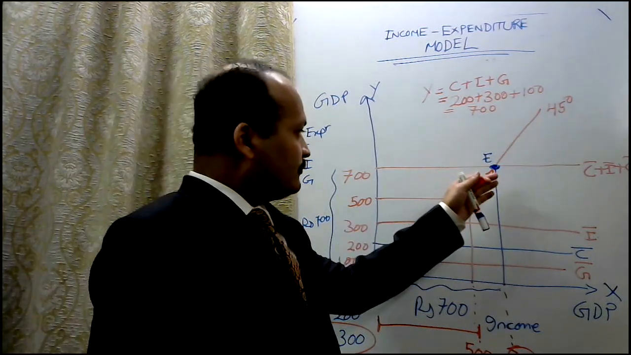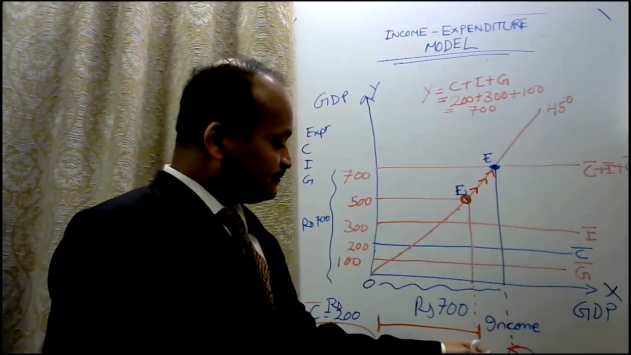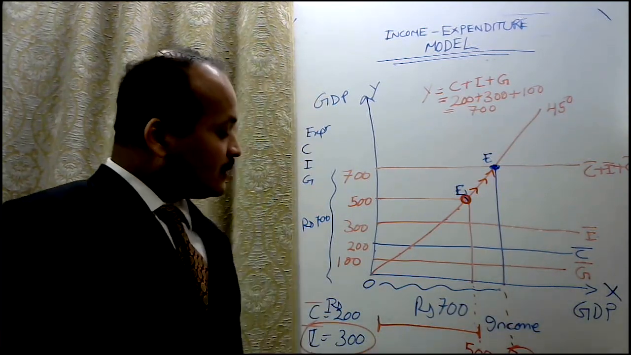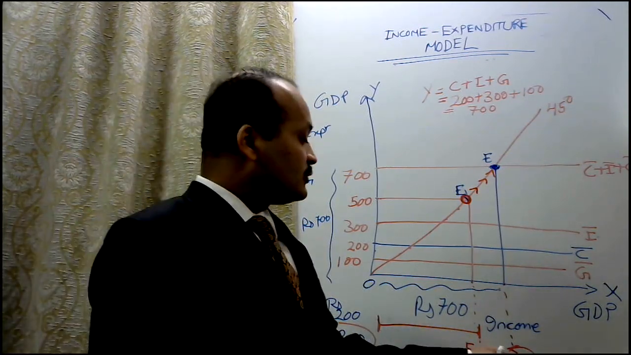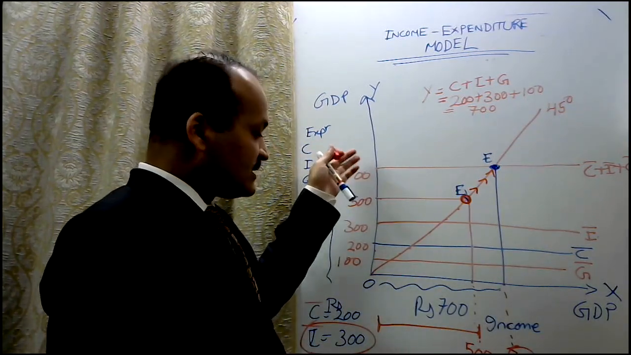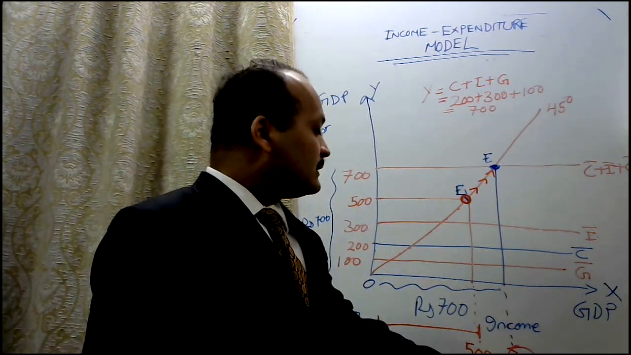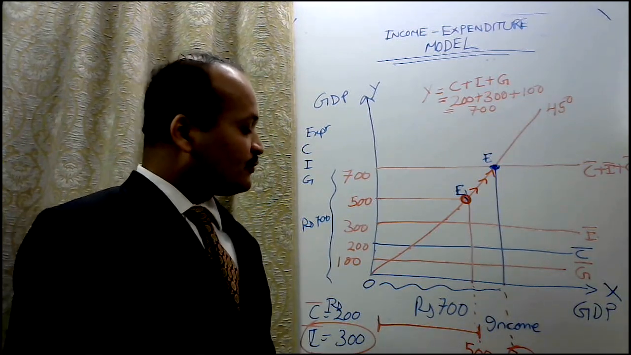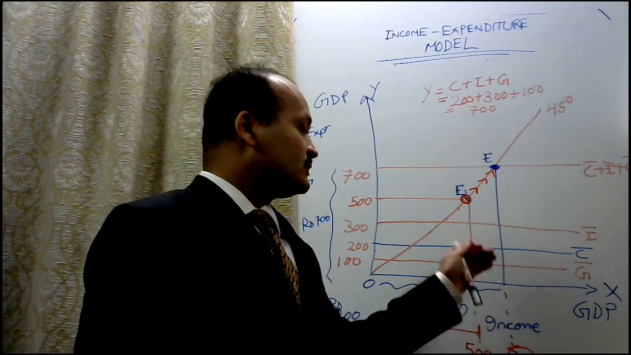And at 700 rupees of GDP, when production is taking place at such a level that income of 700 rupees is generated, and this 700 rupees of income is matching the total expenditure occurring in this economy, you find there is no further tendency for the producers to expand production.